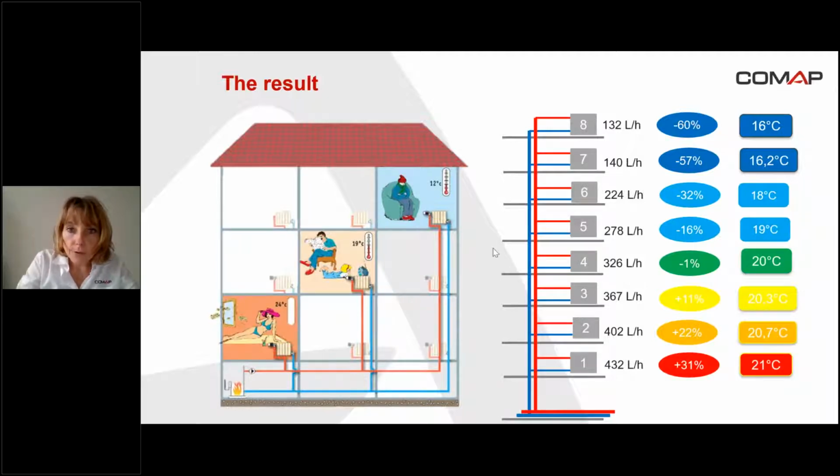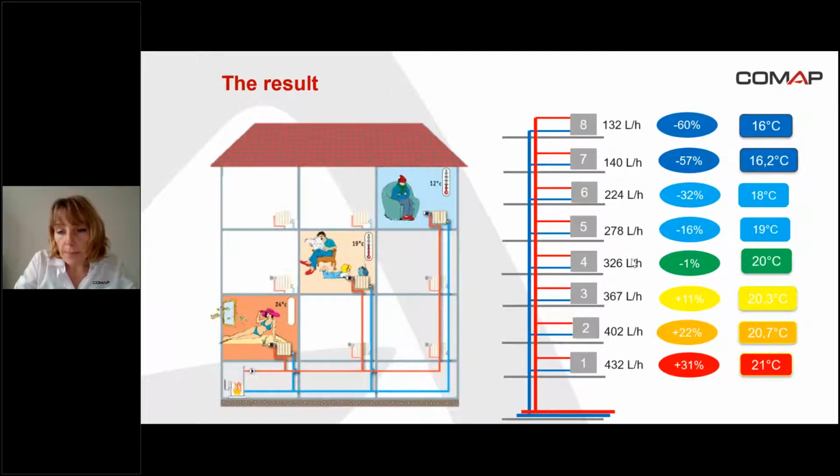That means at the top floor of the building, floor number 8, we have a lower flow than expected. The expected flow is 330 liters per hour per branch, so here it's lower. That means the temperature in the apartment is low, 16 degrees, and the tenant here is getting cold.